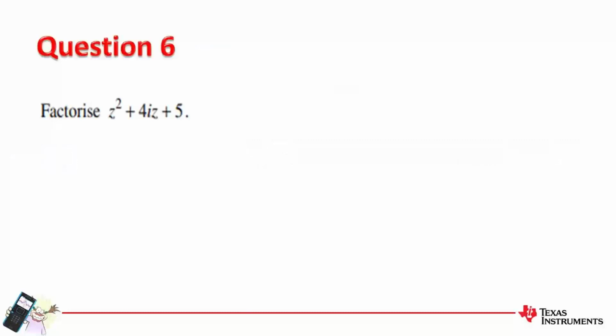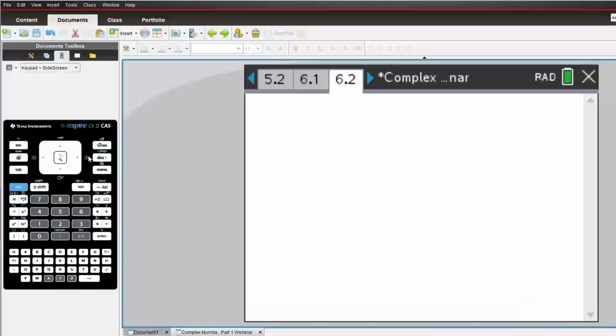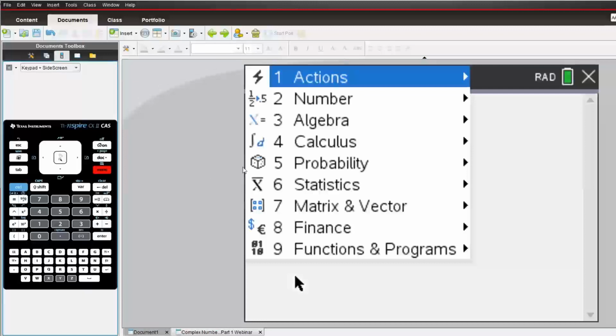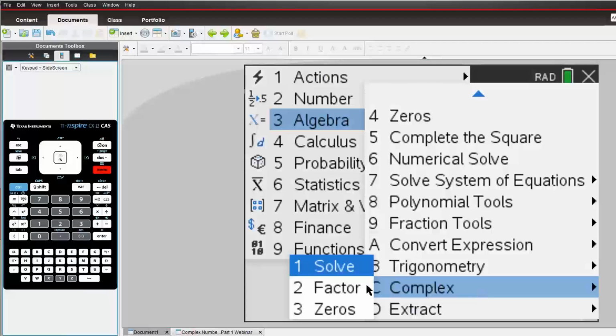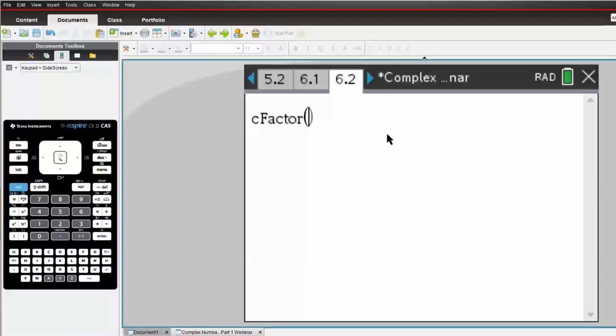Factorizing. We have a quadratic here, a quadratic which does not have real coefficients. It has a complex coefficient, z squared plus 4iz plus 5. So of course it will not factorize using algebra factor. We need to again use the calculator screen, and this time we'll go Menu, Algebra, and if we scroll to complex, we can see that we have cFactor. So if we wish to factorize over the complex numbers, we need to use cFactor.